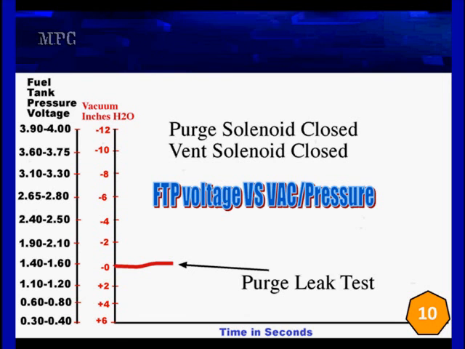We've done a purge leak test. To do this test, the purge solenoid is closed. The vent solenoid is closed. The system is sealed up for a few seconds. Now what you see here, in our case, we're staying right around 0 inches of water. No pressure, no vacuum. Very minor changes.